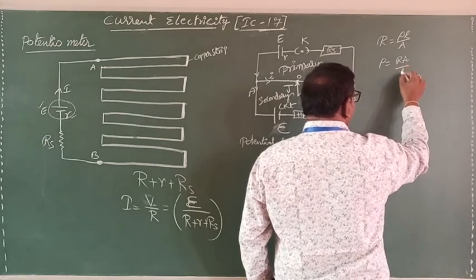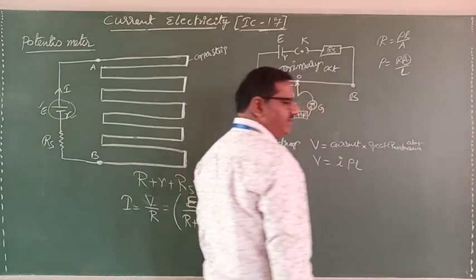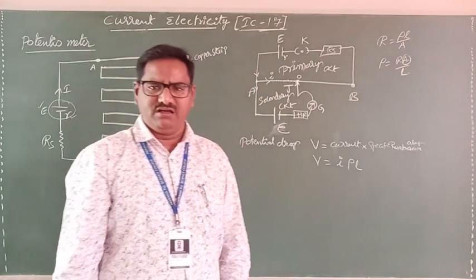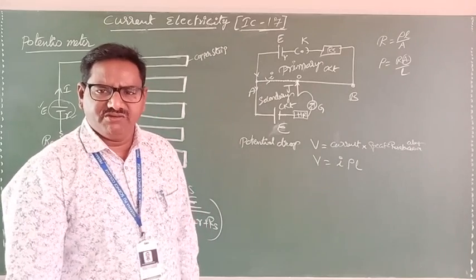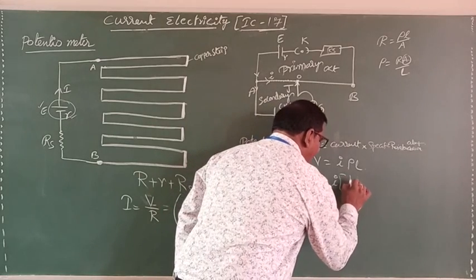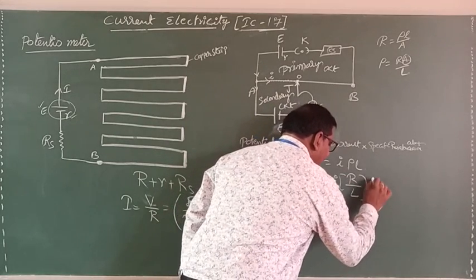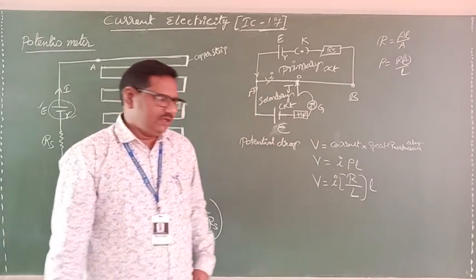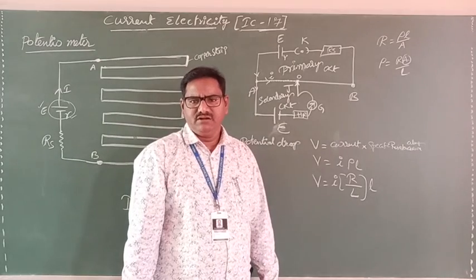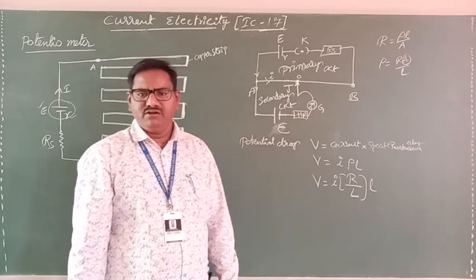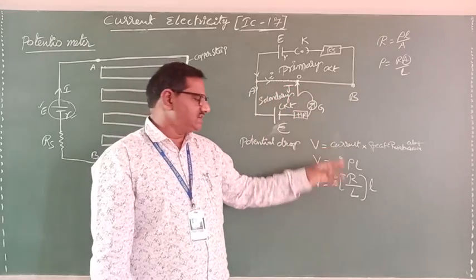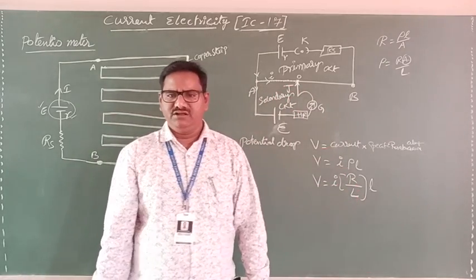Clear? Now here the wire has a uniform area of cross section, then that area of cross section we will neglect. Then what can you write? V equals I into R by L into L. Clear? This is the total length of the potentiometer wire. For the total length of the potentiometer wire, for this point it has the resistance, that's why we wrote resistance per unit length.